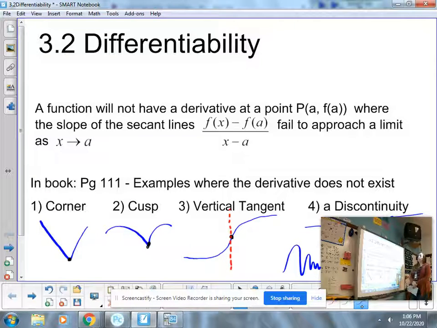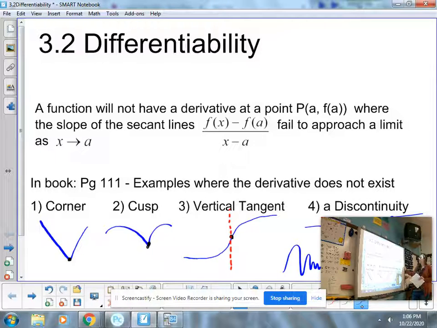Be your video lesson for 3.2, differentiability. This section talks about what makes a function able to take the derivative. You'll see some functions have certain places where you can't take the derivative and other places where you can. So we have this statement here: a function will not have a derivative at a point where the slope of the secant line fails to approach a limit. If you do not have a limit with that secant line, then you're not going to have a derivative.